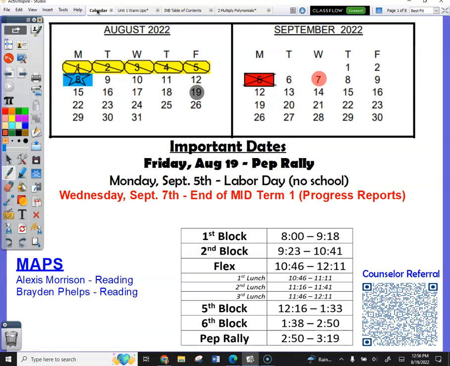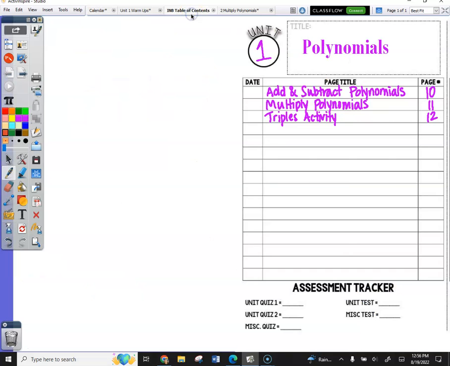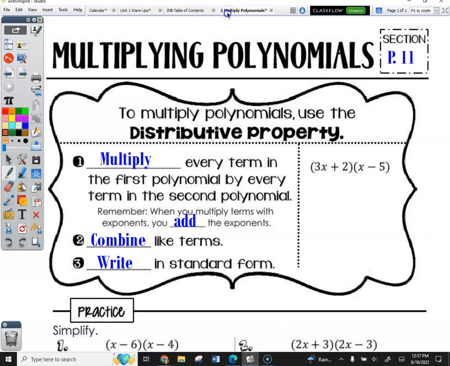Okay, we are covering multiplying polynomials today. This is the 19th, and on Tuesday the 23rd will be your first Unit 1 test. We are looking at page 11, Multiply Polynomials. I'm going to teach this to you, and then we're going to finish the triples activity, page 12.